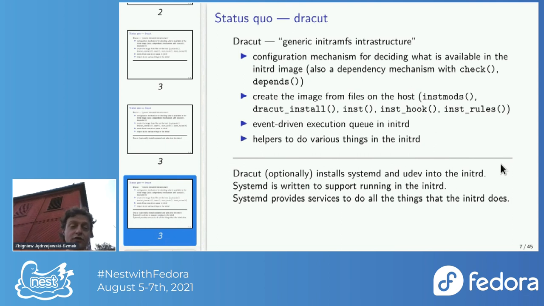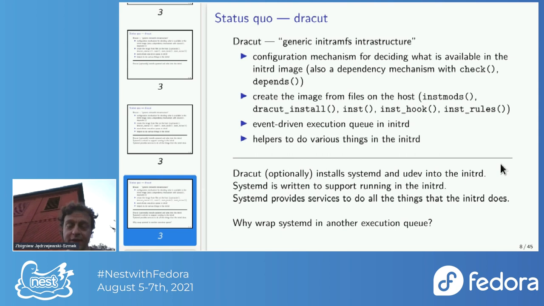This raises the question: why do we need an execution queue that's provided by Dracut to manage an execution queue inside of systemd? Can we simplify all that?